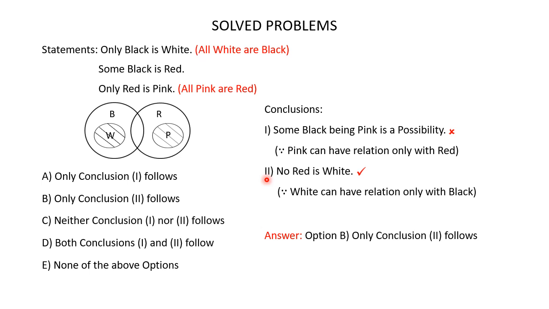Conclusion 2. No red is white. So you have red here and white here. As you can see here clearly, white will have a relation with only black. White will not have any relation with red. So the conclusion no red is white is correct. Conclusion 2 is correct and conclusion 2 follows. Now as you can see here, only conclusion 2 follows. So the correct answer is option B, only conclusion 2 follows.